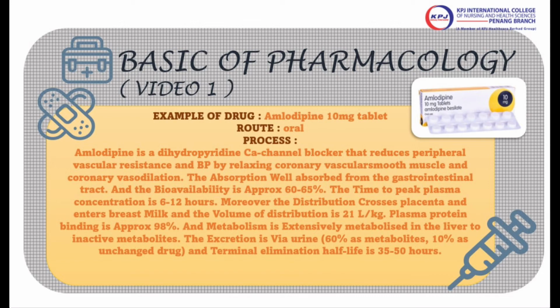Moreover, the distribution is across placenta and enters breast milk, and the volume of distribution is 21 L per kg. Metabolism is extensively metabolized in the liver to inactive metabolite. And the last one is the excretion, which is via urine, 60% as metabolites, 10% as parent drug, and terminal elimination half-life is 35 until 15 hours.